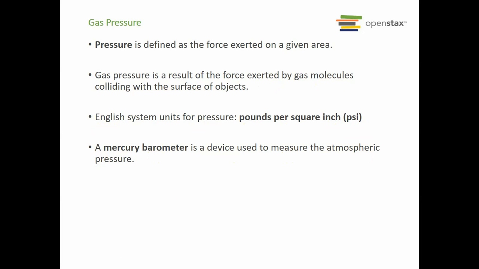Barometers measure the atmospheric pressure, and low pressure usually signals bad weather. So a barometer can predict the weather in a sense. As it gets lower, you expect the weather to get worse.